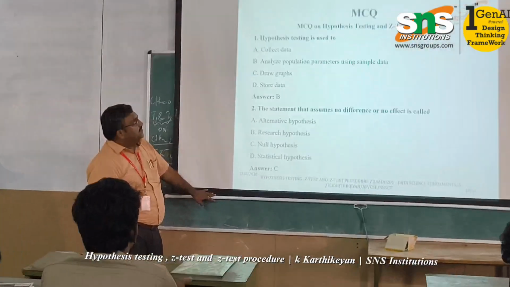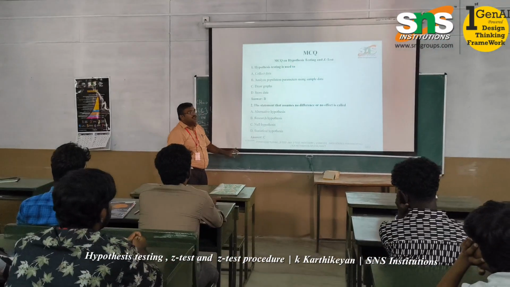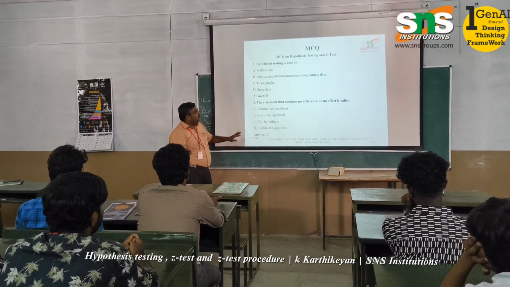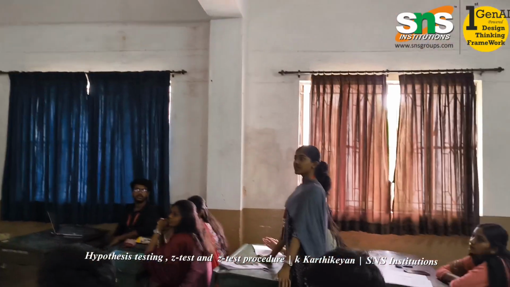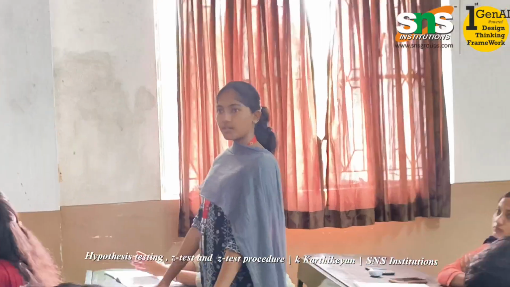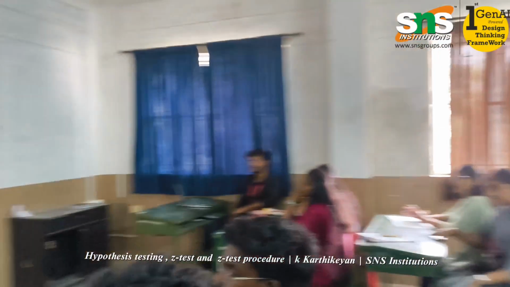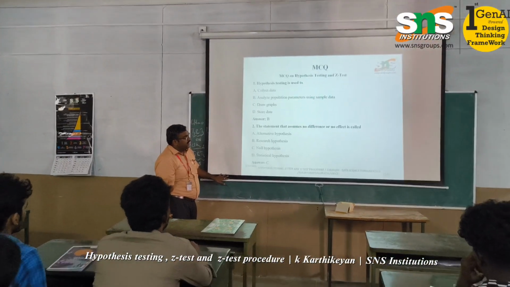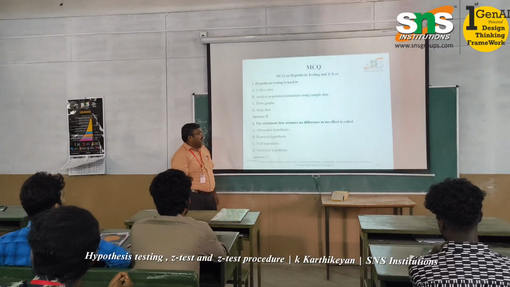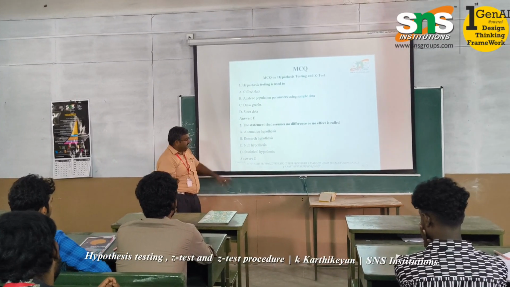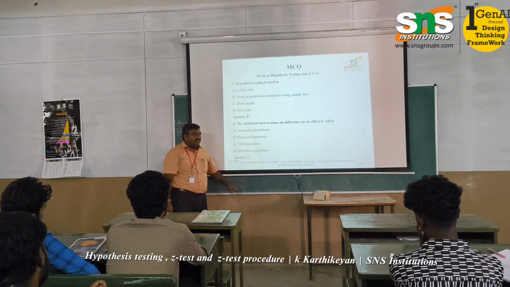Hypothesis testing is used to: collect the data, analyze the population parameter using sample data, draw the graph, or store the data. The answer is B: population parameter using sample data. Good. Second question: the statement that assumes no effect or no difference is called: first, alternative hypothesis; second, research hypothesis; third, null hypothesis; fourth, statistical hypothesis. Which one is the correct answer?